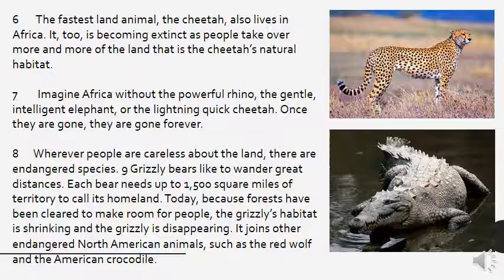They are dying. Imagine Africa without the powerful rhino, the gentle, intelligent elephant, or the lightning quick cheetah. Once they are gone, they are gone forever. Whenever people are careless about the land, there are endangered species. Grizzly bears like to wander great distances. Also, grizzly bears like to wander or to walk for very long distances.